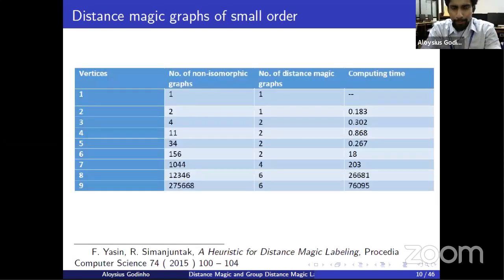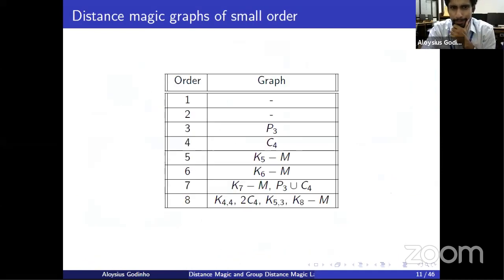So these are some examples of distance magic graphs. I have a table over here. If you look at order 1, there are no magic graphs of order 1, but there's only one graph of order 1. For order 3, there's only one magic graph, which is P3. For order 4, the only magic graph is C4. Order 5, the only magic graph is K5 minus maximal matching. For order 6, the only magic graph is K6 minus maximal matching. For order 7, it is K7 minus M and P3 union C4. And order 8, similarly, we have 4 magic graphs. So there are very few graphs which are distance magic.